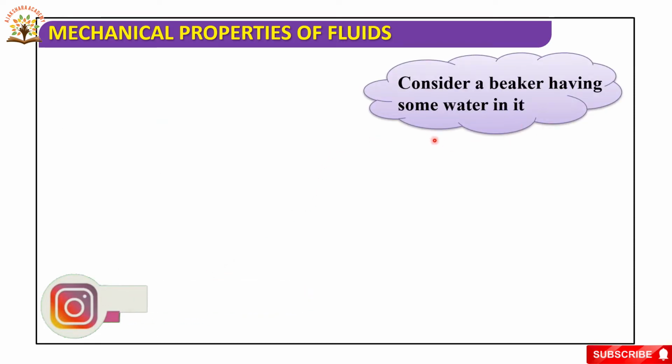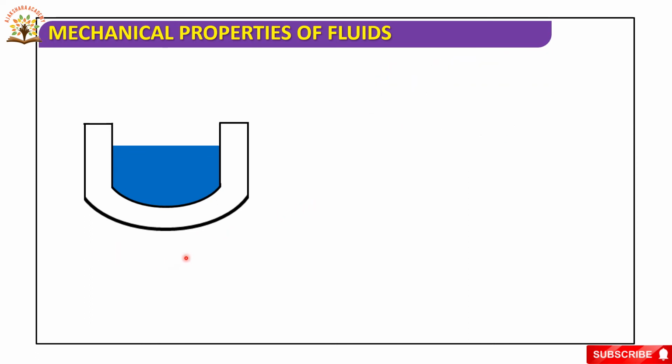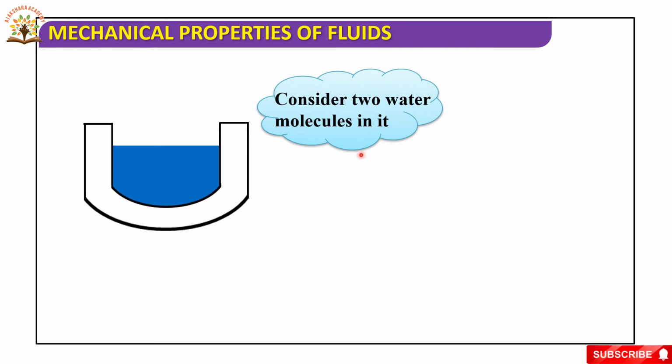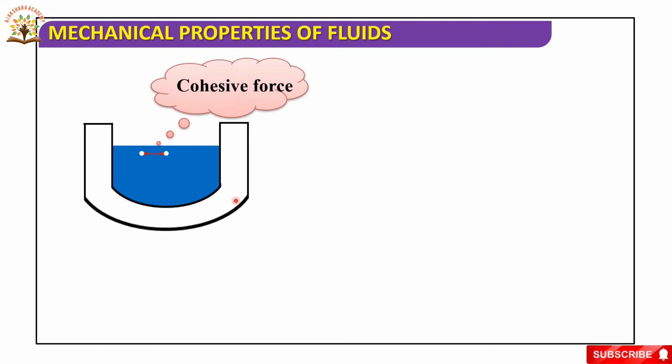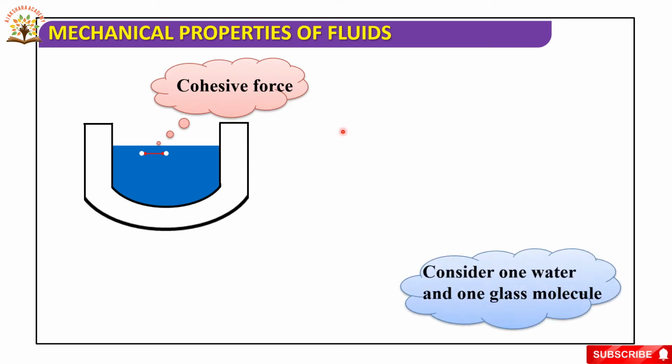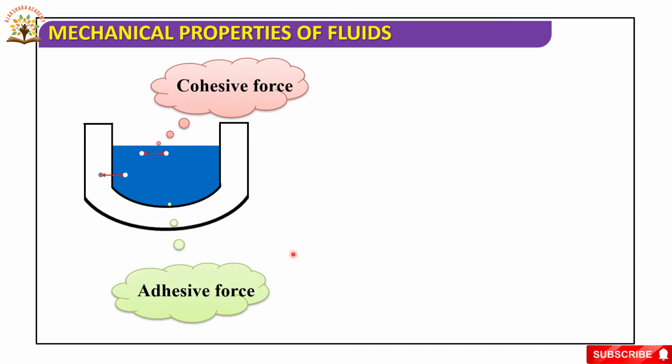Consider a beaker having some water in it. This is a beaker and we are taking water, and consider two water molecules in it. These are the two water molecules inside the water. These two molecules attract each other. Now this is cohesive force. Consider one water and one gas molecule. These two molecules attract each other. This is adhesive force.